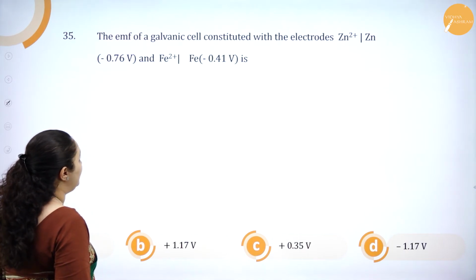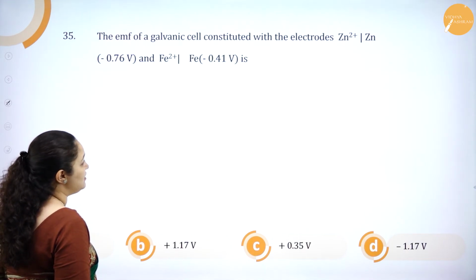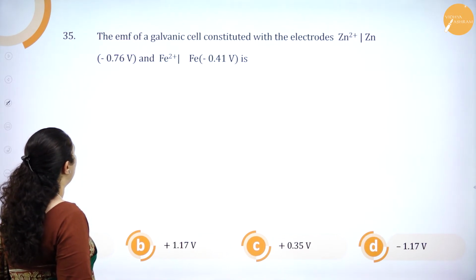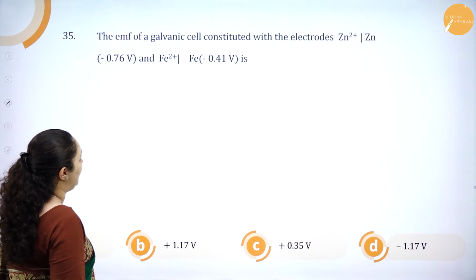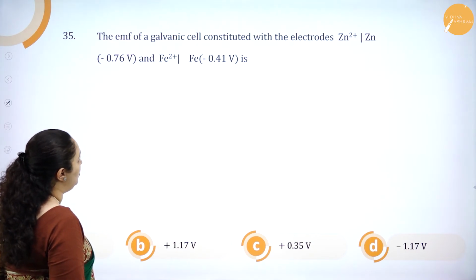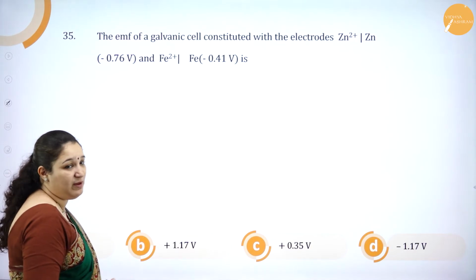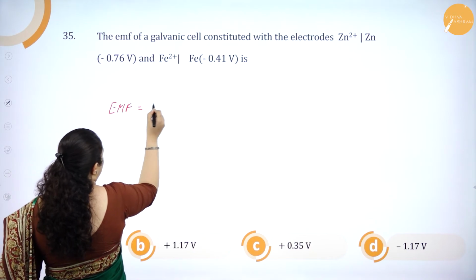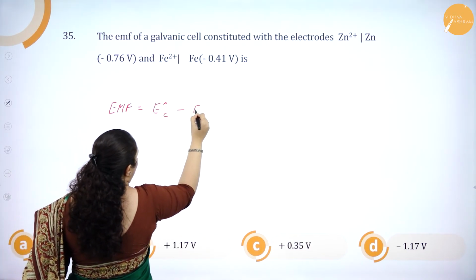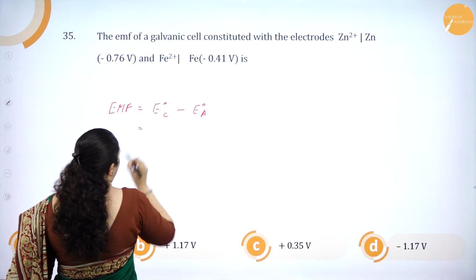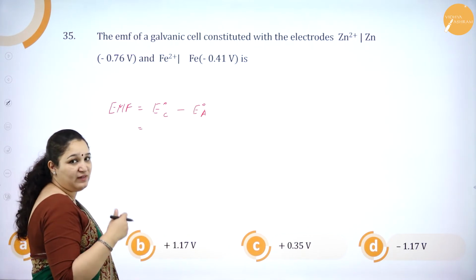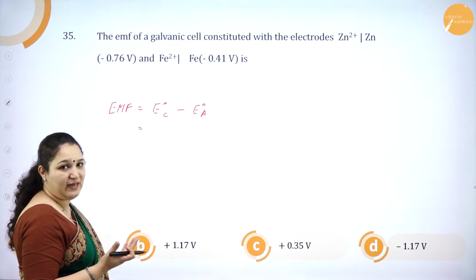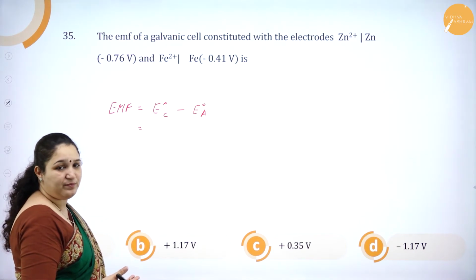The EMF of a galvanic cell constituted with the electrodes Zn plus 2 with Zn is minus 0.76 volt and Fe plus 2 with Fe is minus 0.41 volt. You have to find out the EMF of the cell. We know that EMF of the cell is E naught of cathode minus E naught of anode. If one is positive and one is negative, the positive value you take as cathode and the negative value as anode, isn't it?